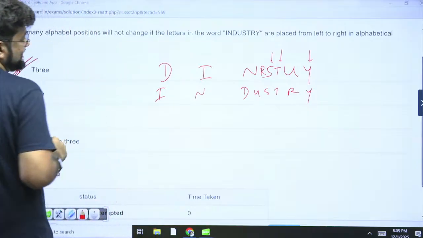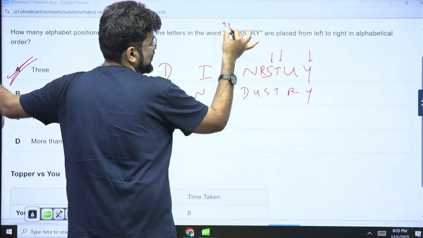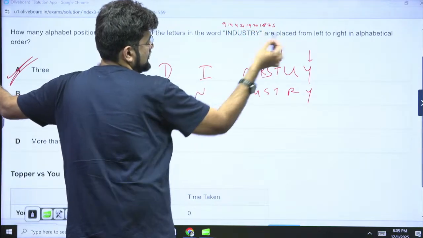Or the other thing is, I will just write their place values. So it will be 9, 14, 4, 21, 19, 20, 18, 25. Now it will become easy for me to arrange.